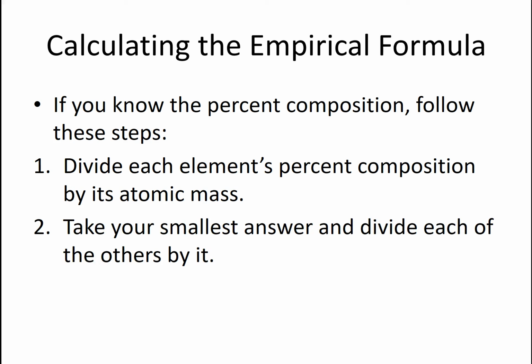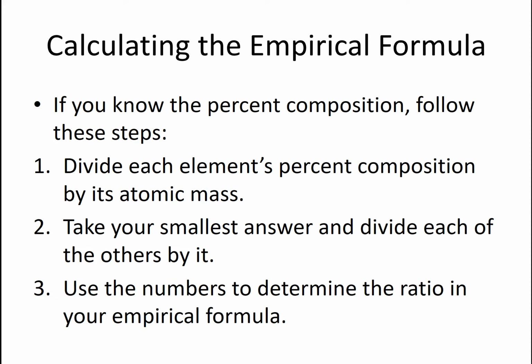Step 2, you're going to take your smallest answer from step 1. You're going to have multiple elements that you're doing this for. You take your smallest number and divide each of the other numbers by it. Again, this will make sense in just a moment once I put it in context. And step 3, you're going to use the numbers to determine the ratio in your empirical formula, and then we can write our empirical formula from that. Make sure you write these steps down. If you have to, pause this video, get these steps written down, and then use them as a reference for the next example.